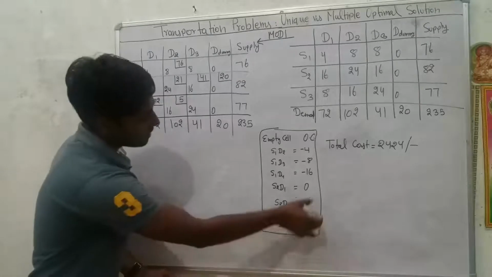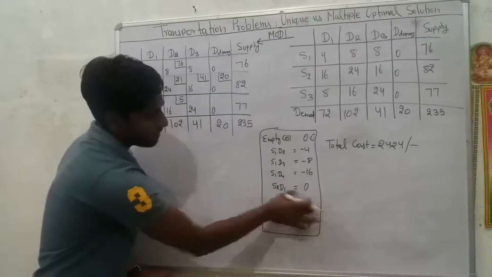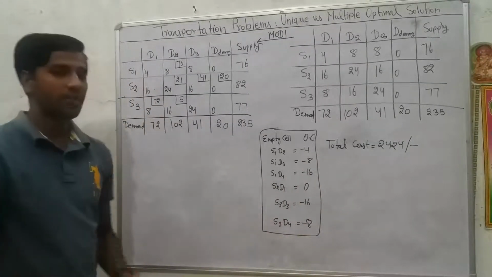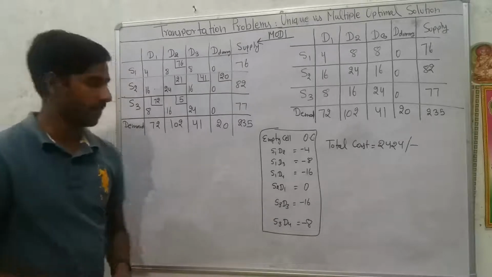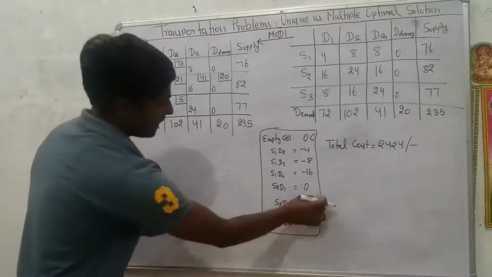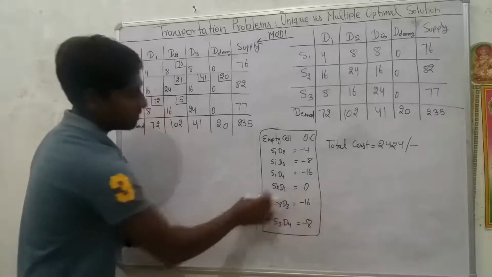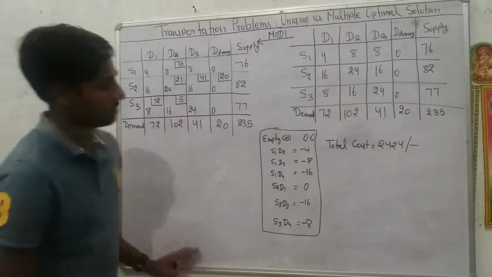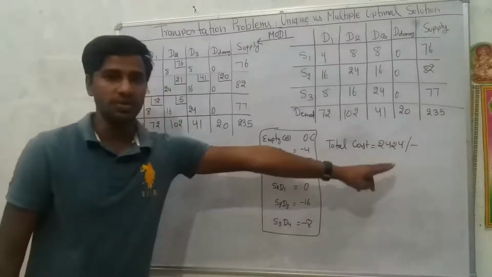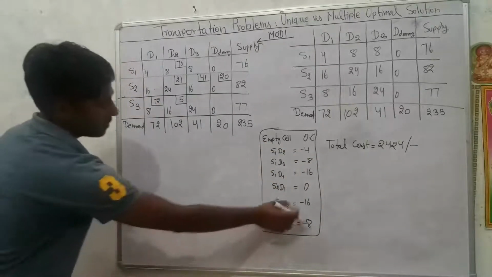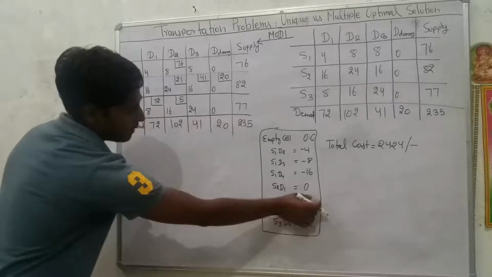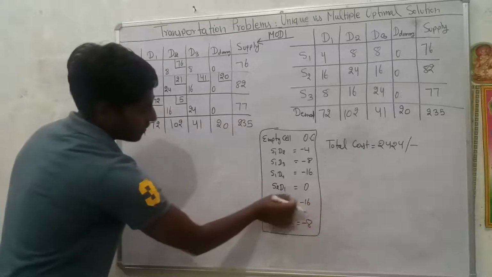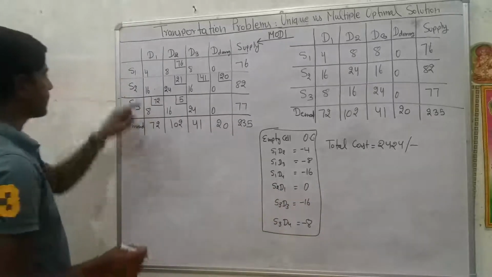If there is an opportunity cost equal to 0, it means there is more than one optimal solution of the problem. So we are going to actually apply this route to confirm that the revised solution is also equal to 2424 rupees. So select the cell with opportunity cost equal to 0. In this case it is S2D1.